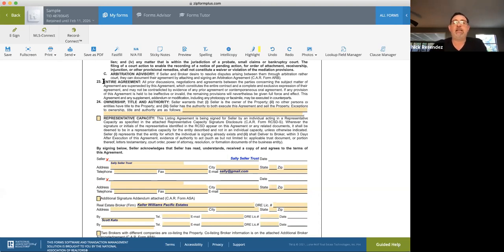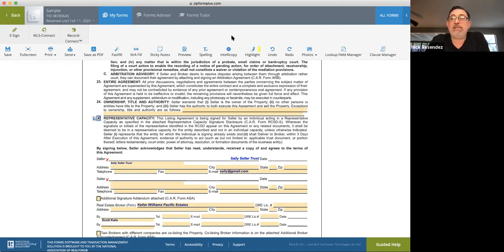Basically, the seller is stating that they are the owner. Nobody else has title to the property, and the seller has the authority to execute this document, et cetera, et cetera. Very last paragraph that is an option is representative capacity. By checking this box, it will add a form to your zip forms. And that form is to declare who is the authorized signer of whatever entity is selling the property.